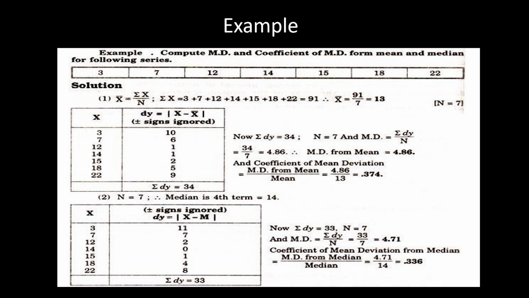Now the mean deviation is the same again: the ratio of the sum of the deviation values to the number of observations, which is 33 by 7, which gives you 4.71. And the coefficient of mean deviation from median is the ratio of mean deviation from median to the median. So 4.71 divided by 14 gives you 0.336. This is how to compute the mean deviation and coefficient of mean deviation from mean and median.